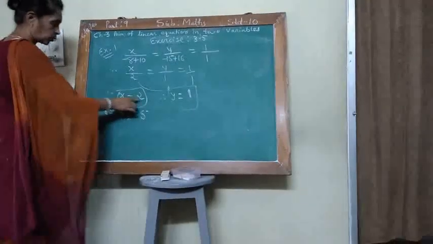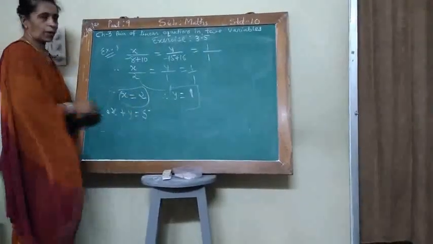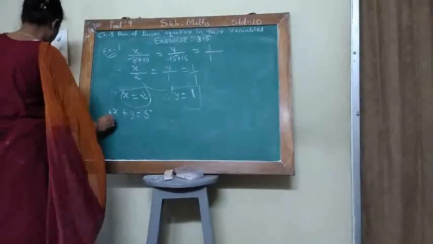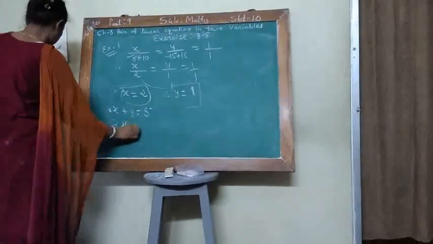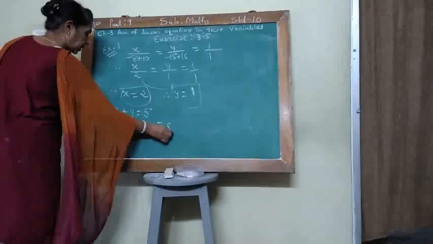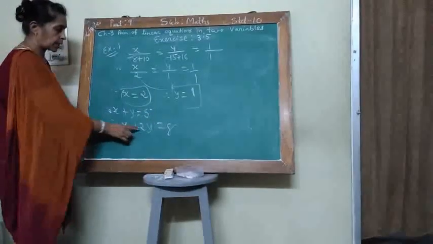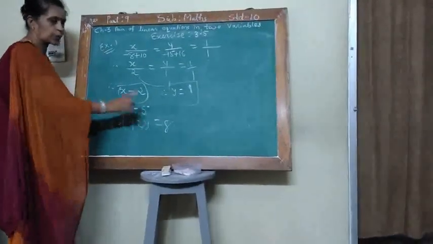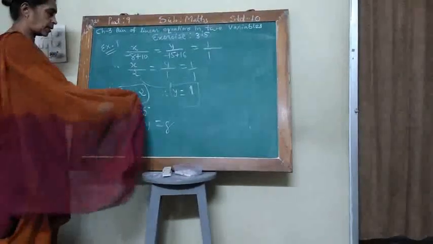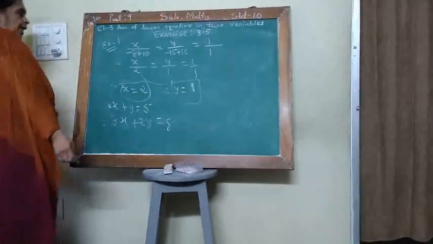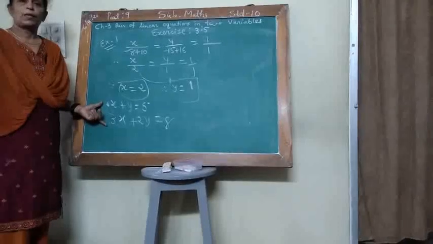See, 2 into 2 is 4, 4 plus 1 is 5, or no? And in second equation, see 3x plus 2y equal to 8. Then 3 into 2 is 6, 6 plus 2 into 1 is 2, 6 plus 2 is 8, or no? So this answer, our answer is correct. It satisfies both the equations.